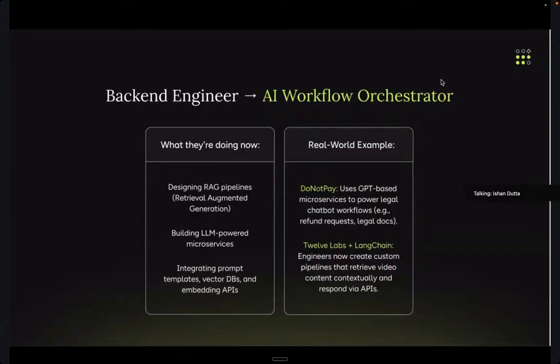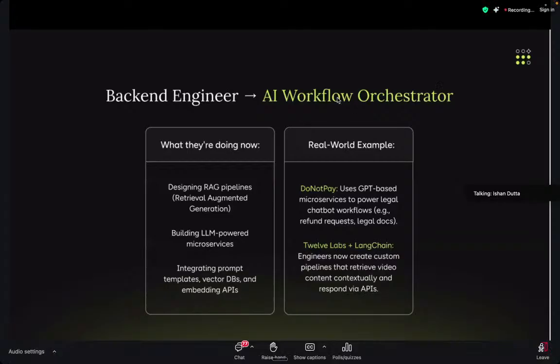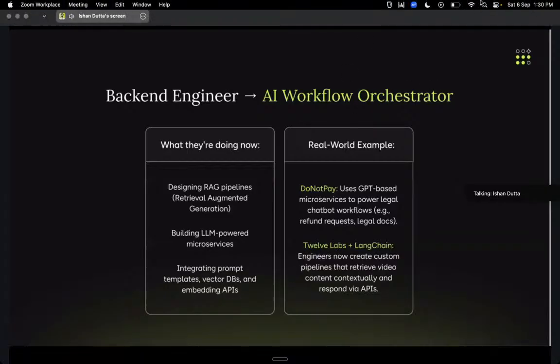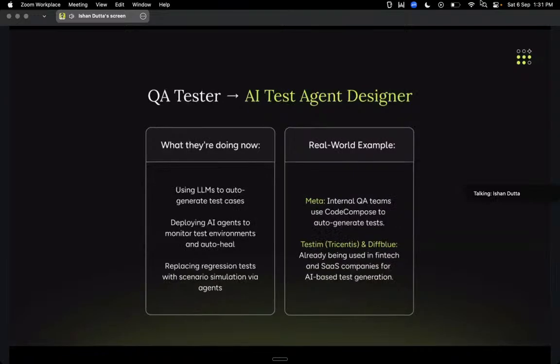Now, this is how the roles are actually evolving. The backend engineers are now becoming AI workflow orchestrators. They're building their own RAG pipelines, their LLM-powered microservices, and integrating prompt templates, vector databases, and embedding APIs into their workflows. An example is a company like DoNotPay, which uses GPT-based microservices powering its chatbot workflows. Then you have Twelve Labs on LangChain, where engineers are using custom pipelines to review video contextually.